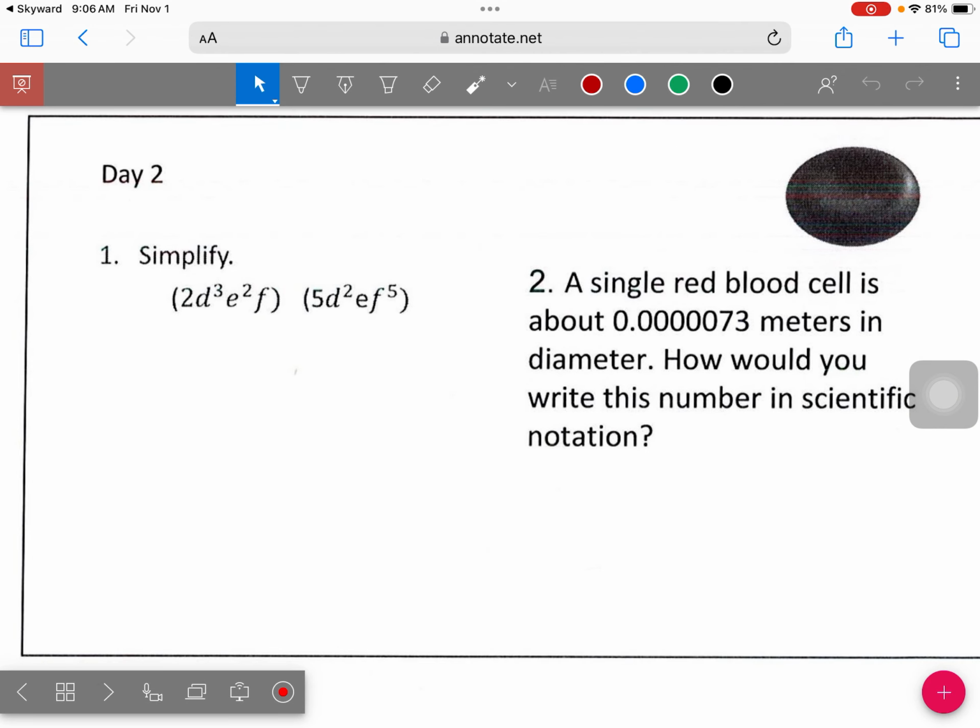Okay, so let's start to go over this. I am simplifying these two monomials. Okay, they are being multiplied together. So what do I need to do first here?